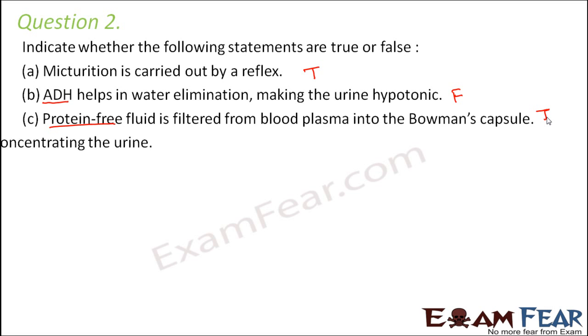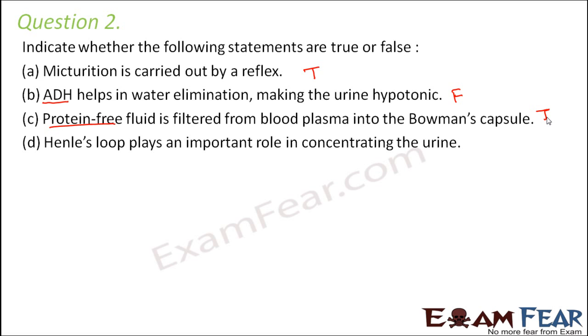So it is true. Henle's loop plays an important role in concentrating urine. Of course, that's because it helps in removing water in the descending limb. That way it helps to concentrate the urine. So this is true.